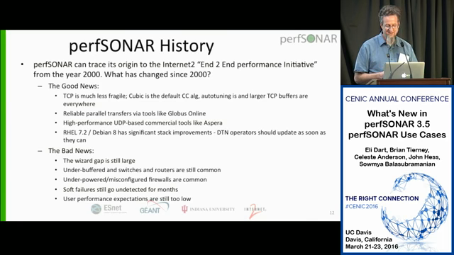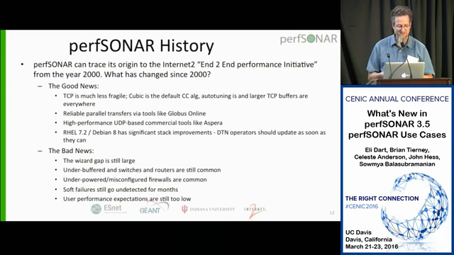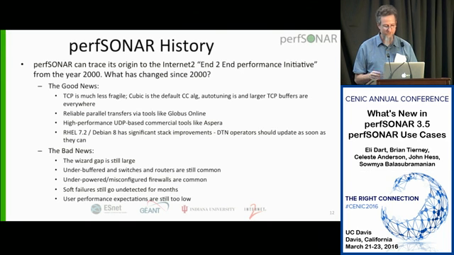TCP has gotten better. I don't know if folks remember back then. This was before Cubic and before auto-tuning, and things were really, really hard to get TCP to work well way back then. So some things are better. We have better tools now to do parallel transfers with things like Globus. There are some neat commercial tools that use UDP transfers like Aspera.